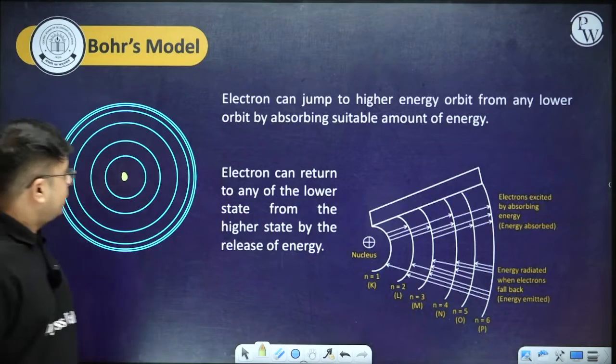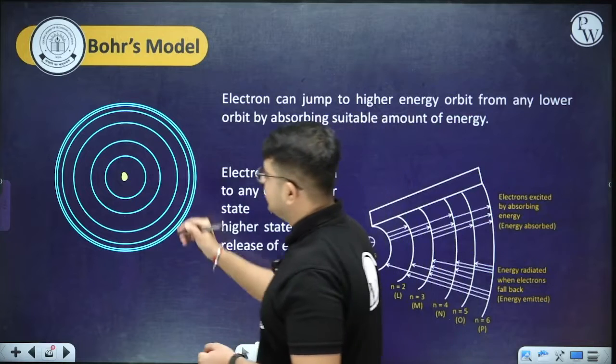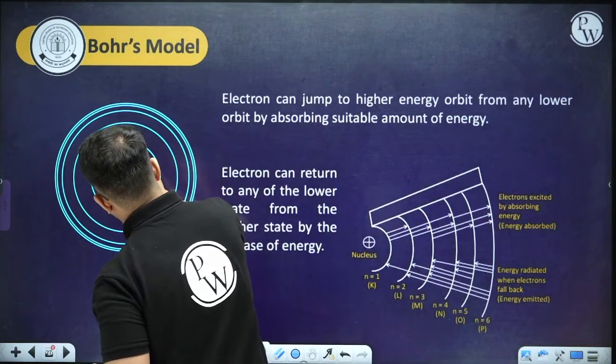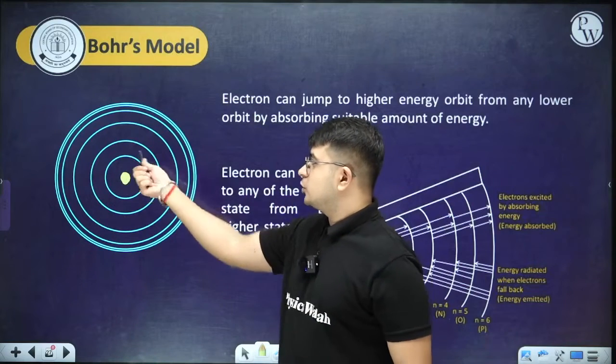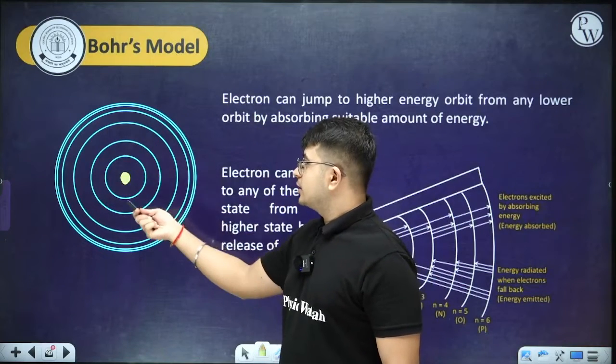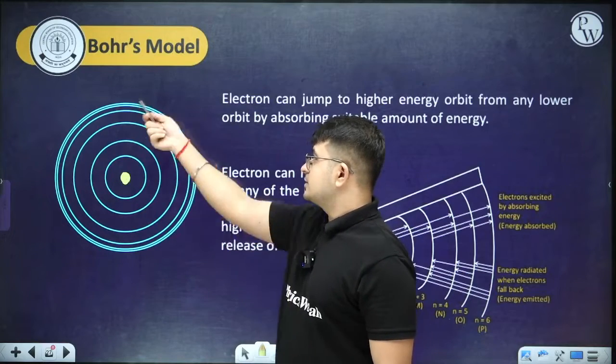You must be wondering why I am creating something like this. So I'm explaining, this is your nucleus. Now you can see the first orbit is looking like this, second is looking like this, third like this, fourth like this, fifth like this, and sixth is looking like this.